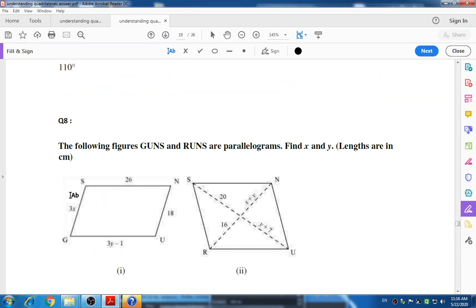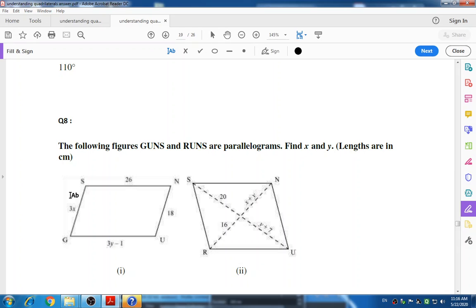So question number 8. The following figures GUNS and RUNS are parallelograms. Find X and Y. Lengths are in centimeters. Look at here. The properties of a parallelogram are: opposite sides are equal to each other, opposite angles are equal to each other, adjacent angles are supplementary. Diagonals are not equal in length and diagonals bisect each other.